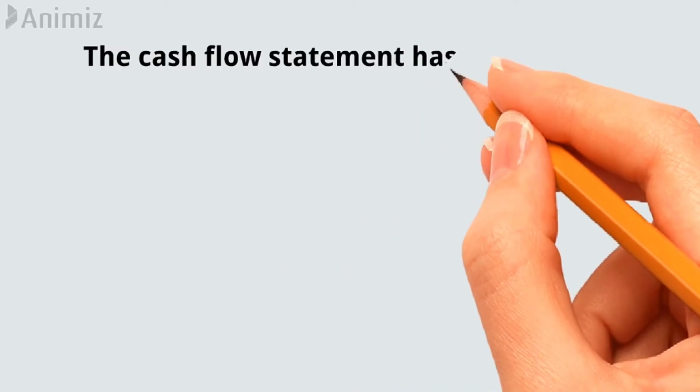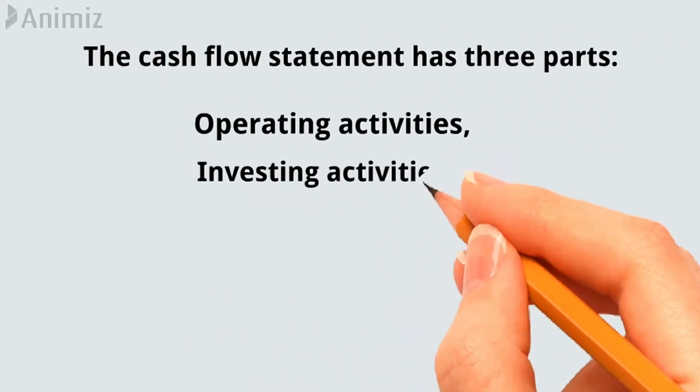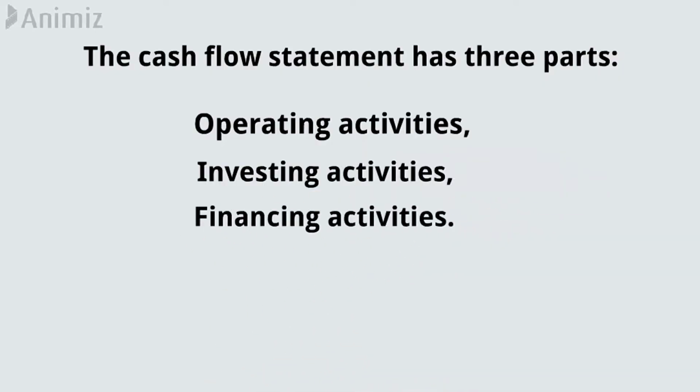The cash flow statement has three parts. They are operating activities, investing activities, and financing activities. Let's discuss them in detail.